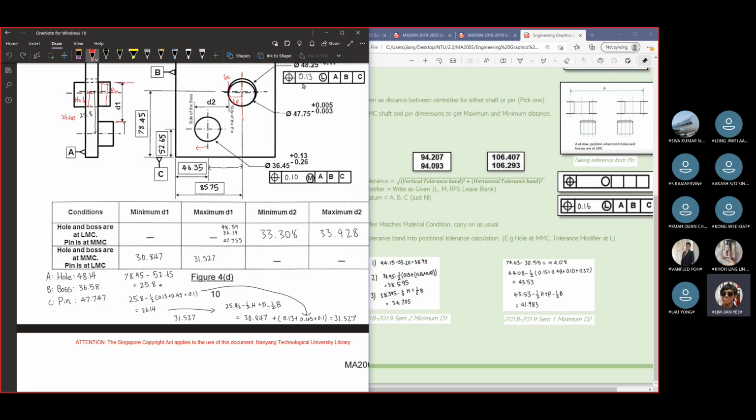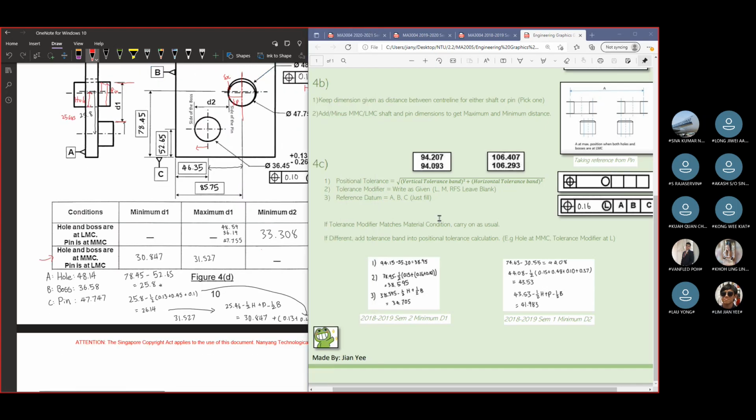Like for this case, hole equals LMC. Hole equals LMC. So hole equals MMC, so there is a mismatch. When there is a mismatch, you add the tolerance band into the positional tolerance calculation.